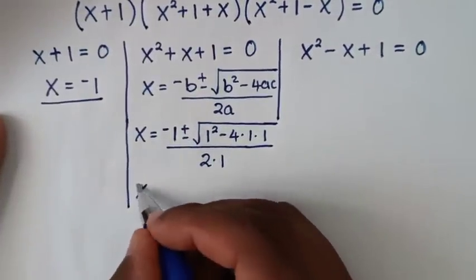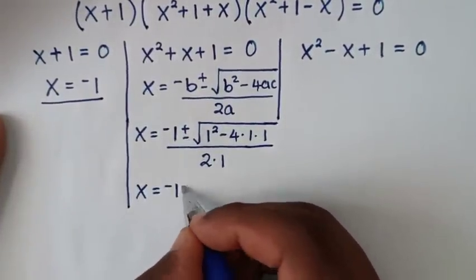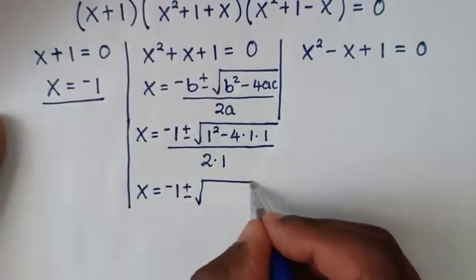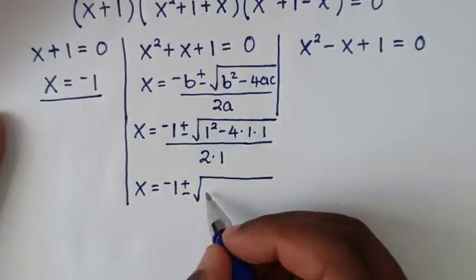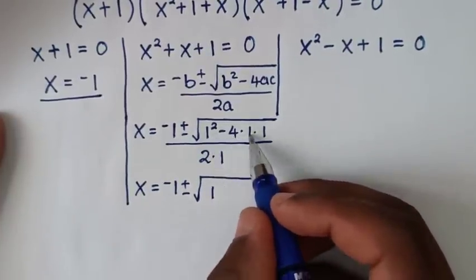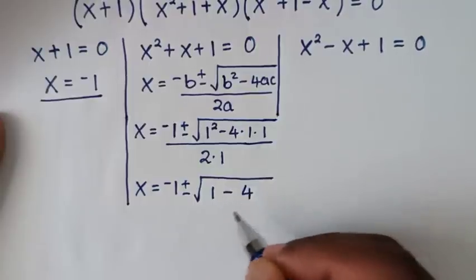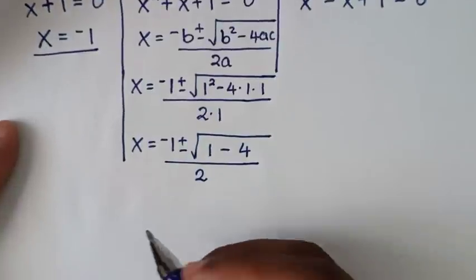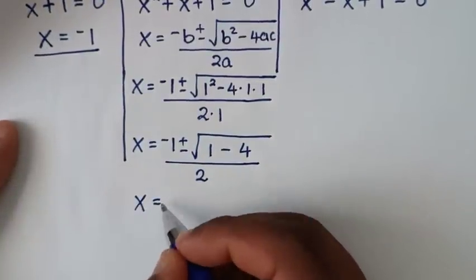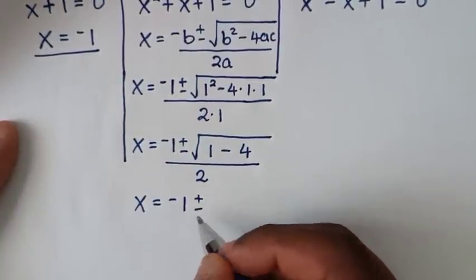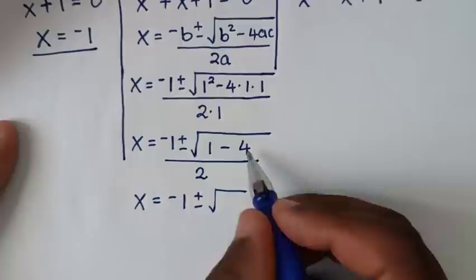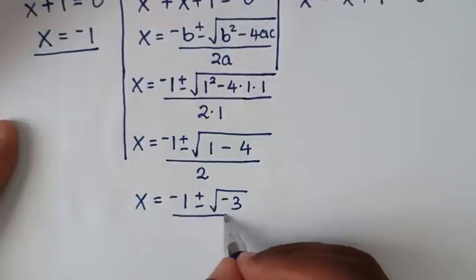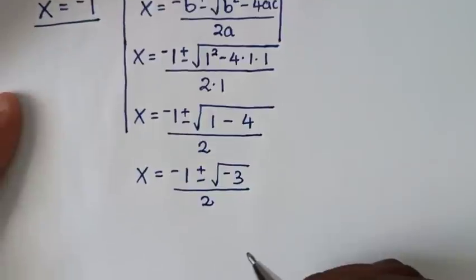Then it will be x is equal to negative 1 plus or minus square root of 1 squared, it is 1. Negative 4 times 1 is negative 4. Then over this times this is 2. Then it will be x is equal to negative 1 plus or minus square root of 1 minus 4 is negative 3 over this 2.